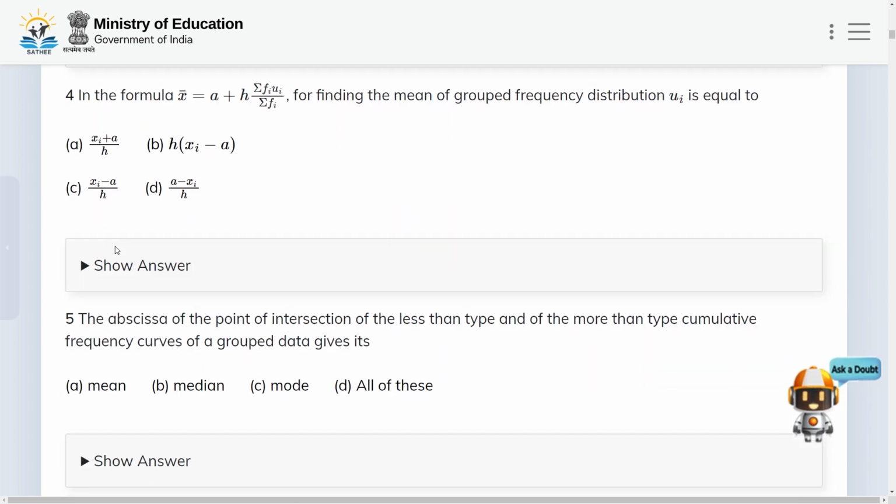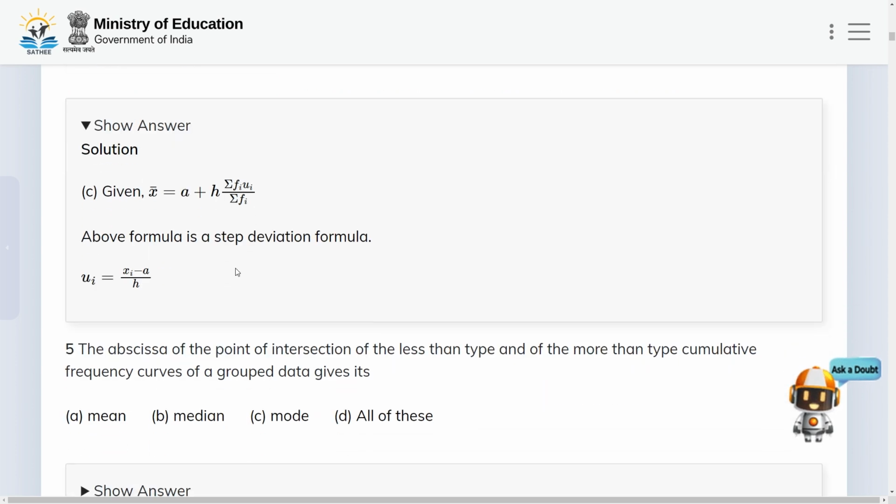Now let us see question number 4. Here we have in the formula x bar is equal to a plus h times summation fi ui divided by summation fi, for finding the mean of grouped frequency distribution, ui is equal to what? We have studied in our previous lecture when we use this formula, and here what is actually ui? So the above formula is the step deviation formula.